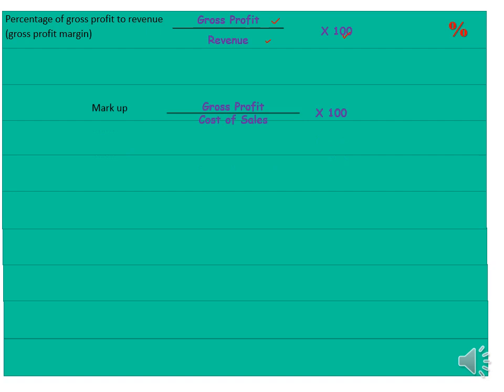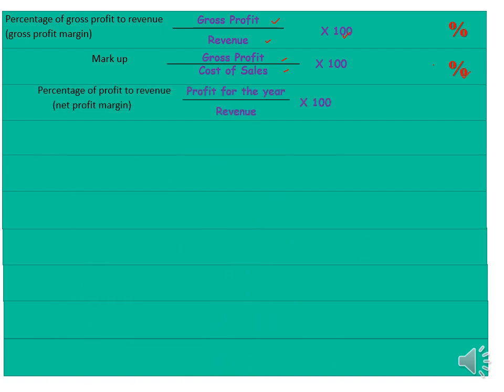Okay. And then next one is markup. Markup is also gross profit over cost of sales. Gross profit divided by the cost of sales. The answer will be expressed as a percentage. Okay, next formula is percentage of profit to revenue, or another name is net profit margin.